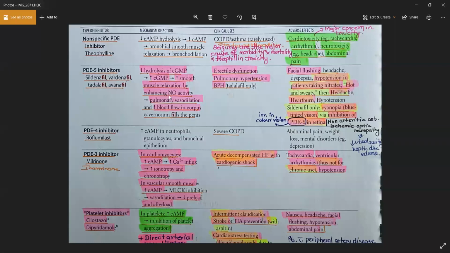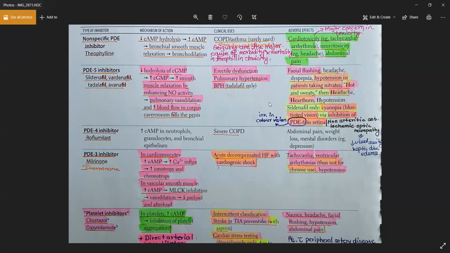Nitric oxide increases the concentration of cyclic GMP. Ultimately, cyclic GMP causes smooth muscle relaxation, so it can cause pulmonary relaxation. So you will use these agents for the treatment of pulmonary hypertension. You can also use these drugs for erectile dysfunction, and for the treatment of benign prostatic hyperplasia.